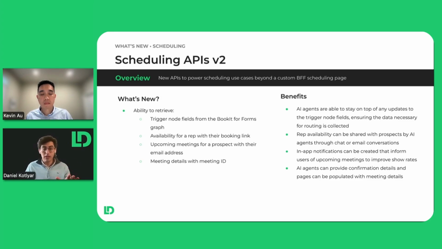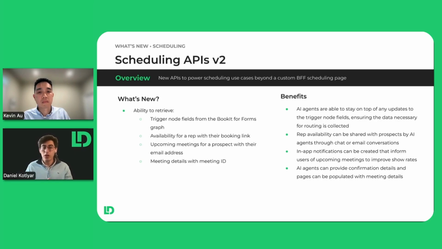So the new endpoints, this is what they could do. One, they give customers the ability to retrieve trigger node fields from the book of forms graph. They allow you to retrieve availability for a rep given their booking link. They allow you to retrieve upcoming meetings for a prospect given that prospect's email address. And they also give you the ability to surface meeting details using a meeting ID. Right, so I'm going to go through some of the use cases for each one of these. I think that'll make the benefits most clear.